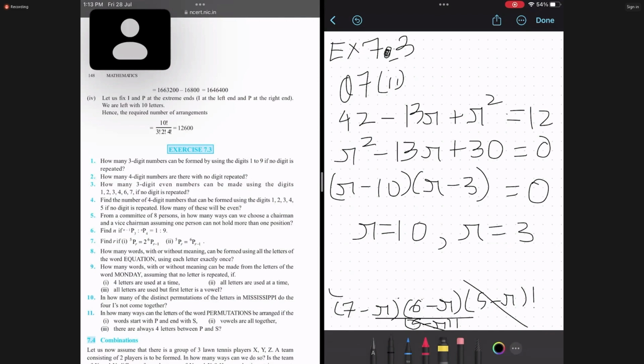We are going to reject 10 from the answer because we cannot have r being greater than n in the permutation. So we have 5pr, which is given to us in the question. r cannot assume a value that is greater than 5, right? So r equal to 10 is rejected. r equal to 3 is our final answer. Correct. Moving on.